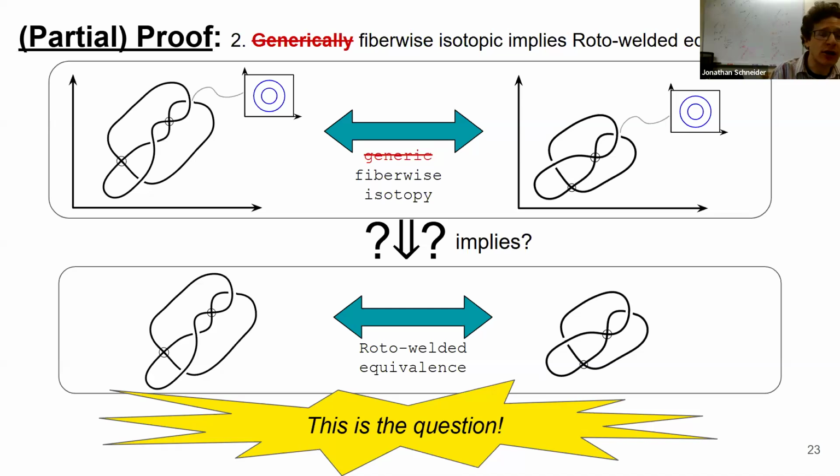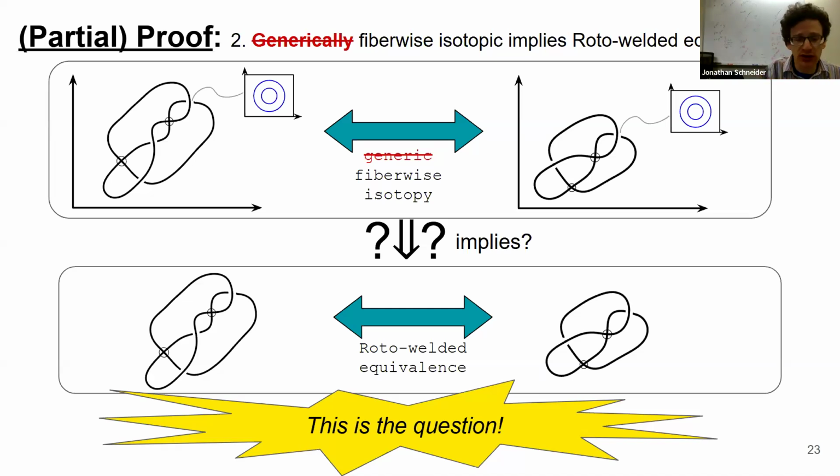This time, let's start out knowing that these two tori sitting in force space are related by a fiberwise isotopy, but not necessarily a generic one, whose shadow in the XY plane maybe doesn't look like it's just going through Reidemeister moves. Can we then nonetheless conclude that the starting and ending state were roto-welded equivalent, even though I didn't actually see the Reidemeister moves of that equivalence?